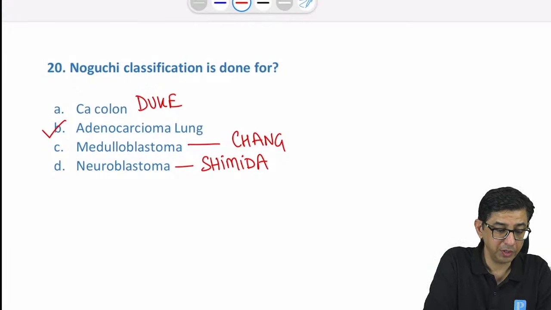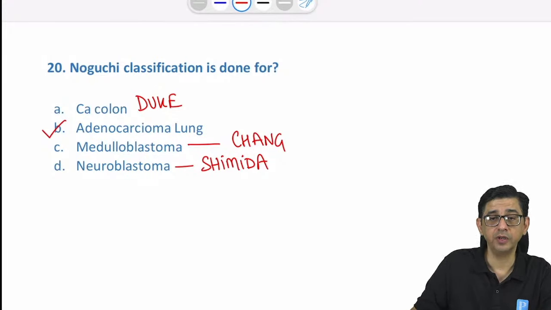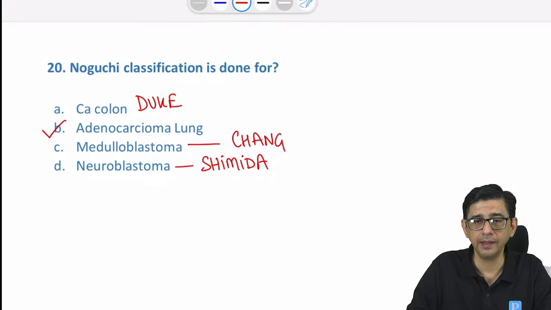For respiratory, it is ABG analysis and spirometric analysis that you must be doing.